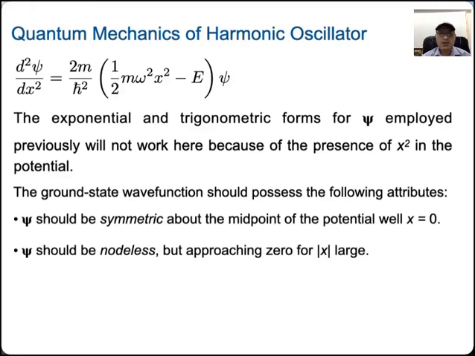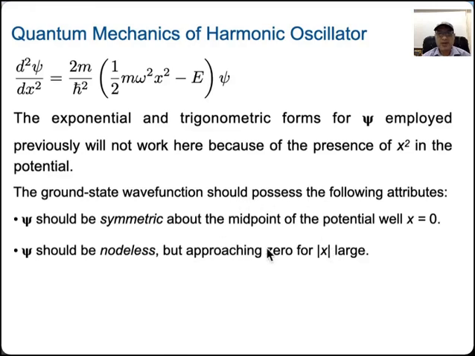So let's use our common knowledge, or the learned knowledge, to guess the form of the wave function for the ground state. The ground state wave function must possess the following attributes. The wave function should be symmetric about the midpoint of the potential, because your potential is symmetric at x equal to 0. Also, the wave function must be nodeless but approach 0 as we reach x equal to plus or minus infinity, or when mod of x becomes a very large value.